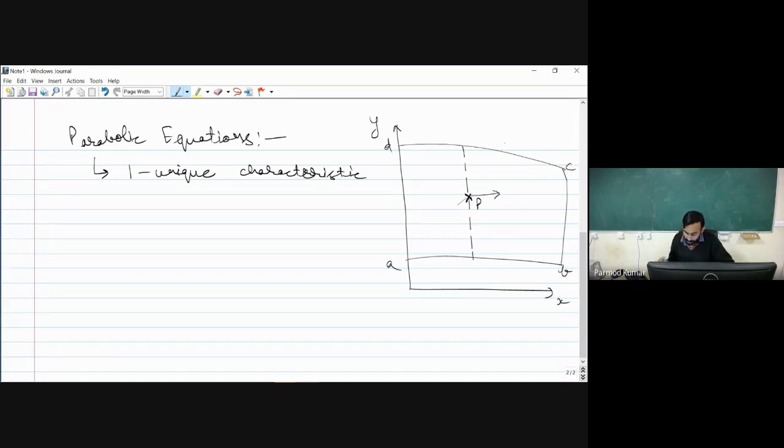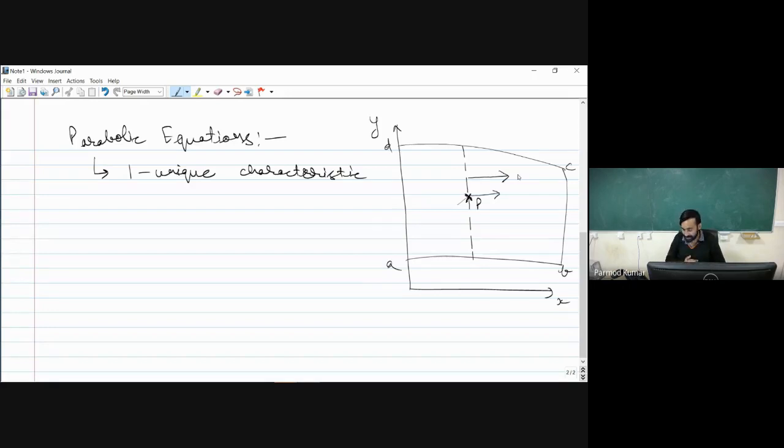Say I know the values of properties at point P and I need to determine the properties at the subsequent points in the right hand direction. What I have to do is march the solution from the left side to the right side along the x direction. This is what we have in the case of parabolic equations: we only have one unique characteristic.